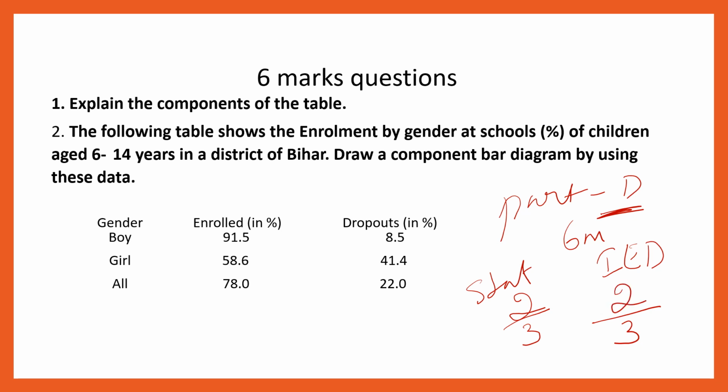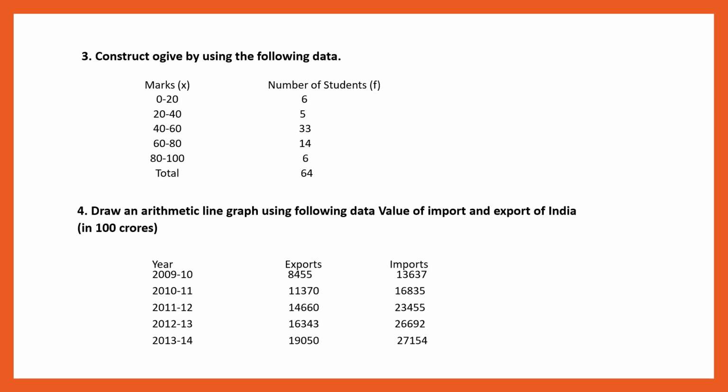You need to answer only two questions. Okay, so from the statistics part, if you see here, components of table and even drawing a bar diagram. Component bar diagram, you can get easily 6 marks. Please do prepare these questions. Even under presentation of data, here Ogive's 6 mark question is there, and even line graph is there. So from these questions, they may raise one 6 mark question.